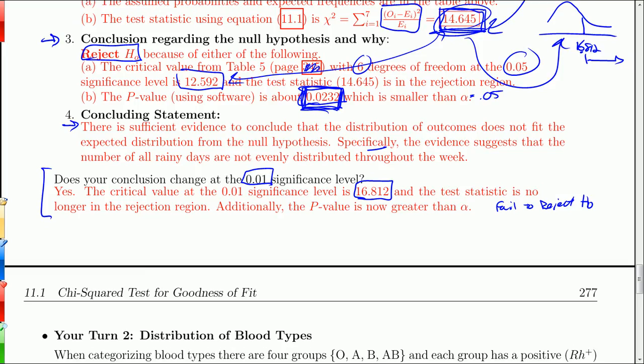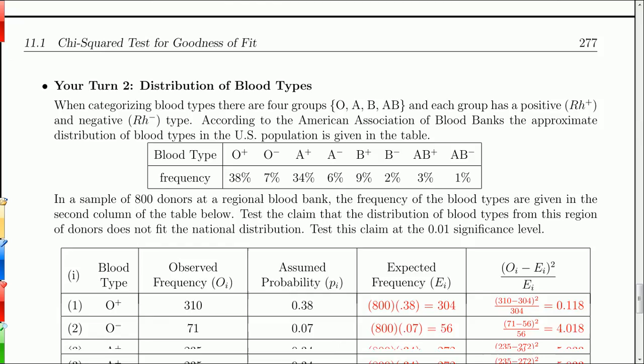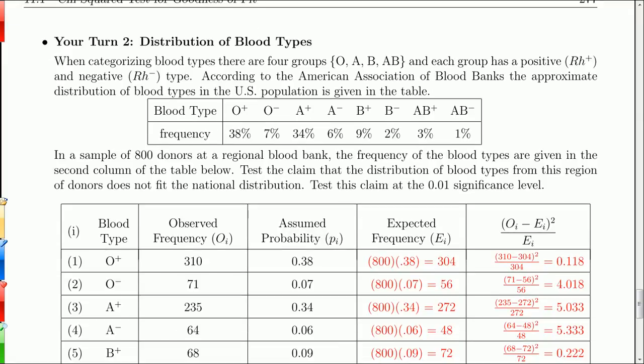All right. Your turn number 2, distribution of blood types, and this is an example where we have a null hypothesis that doesn't claim all of the probabilities to be the same. So we get into blood types here, and there are 4 groups as far as blood groups, and each one has an Rh positive and Rh negative version. So that gives us 8 different blood types: O positive, O negative, A positive, A negative, and so on.